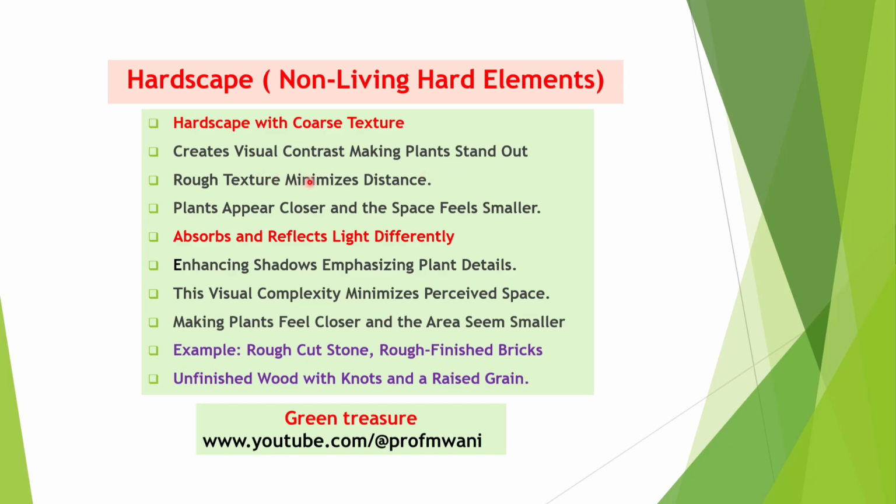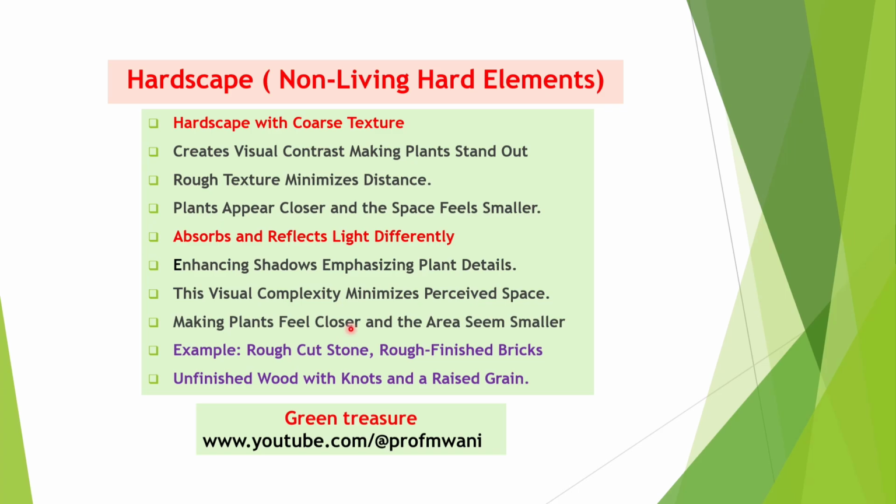rough texture minimizes distance, and plants appear closer and the space feels smaller. So if you have kept a coarse hardscape nearer, it will make the space feel smaller, because coarse texture absorbs and reflects light differently. As a result, it is enhancing shadows, emphasizing plant details, and this visual complexity minimizes perceived space. As a result, plants feel closer and the area seems smaller.